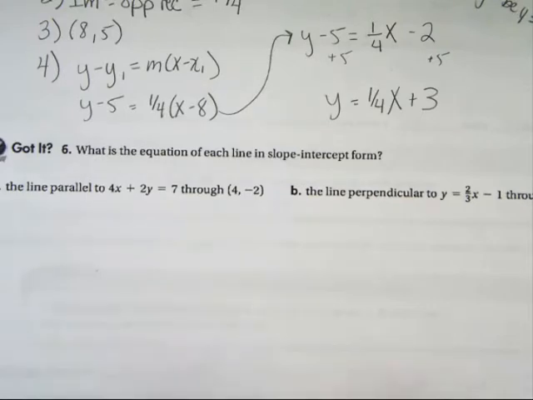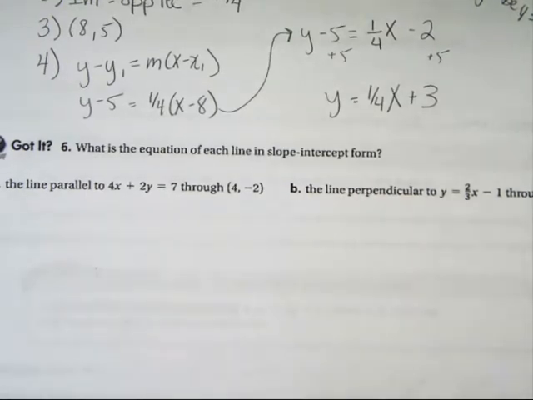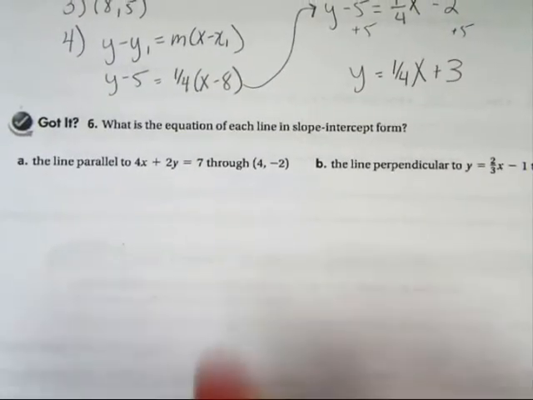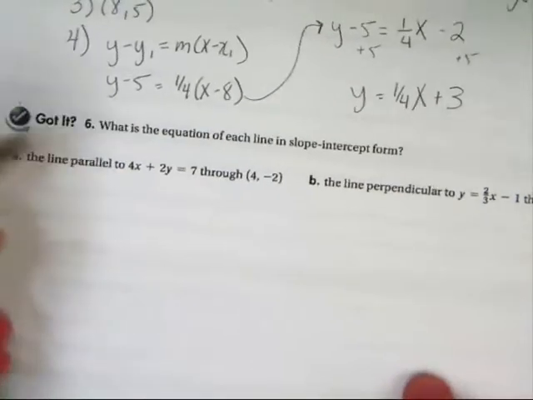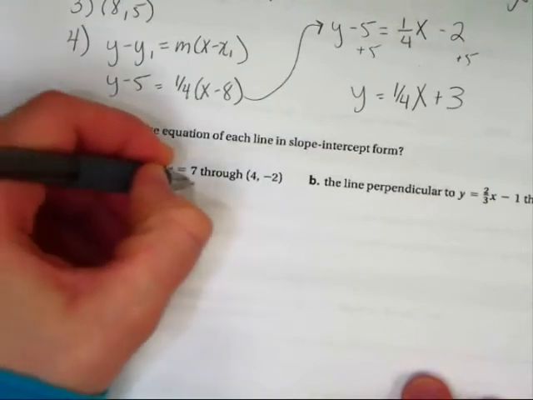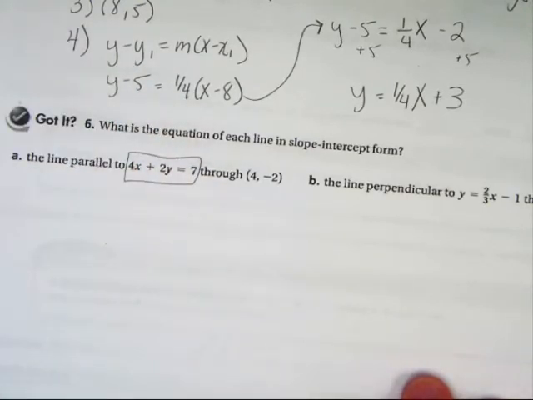Alright guys, we only have one more. We can do this. I know it's getting long. We're almost done. We're going to try the parallel one more time, and we're going to try perpendicular one more time. Alright, what is parallel to 4x plus 2y equals 7? And it goes through 4, negative 2.